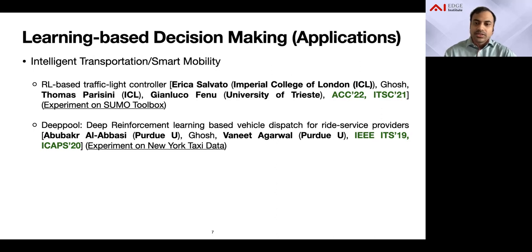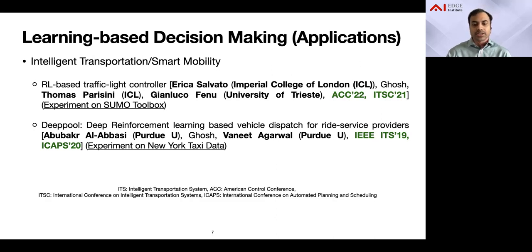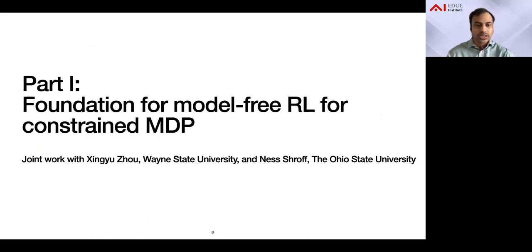Okay, so this brings me to the first part of my talk, which is the foundational part: the foundational model for model-free RL for constrained MDPs. As I mentioned, a lot of decision-making processes can be cast as a CMDP. So what is a CMDP?